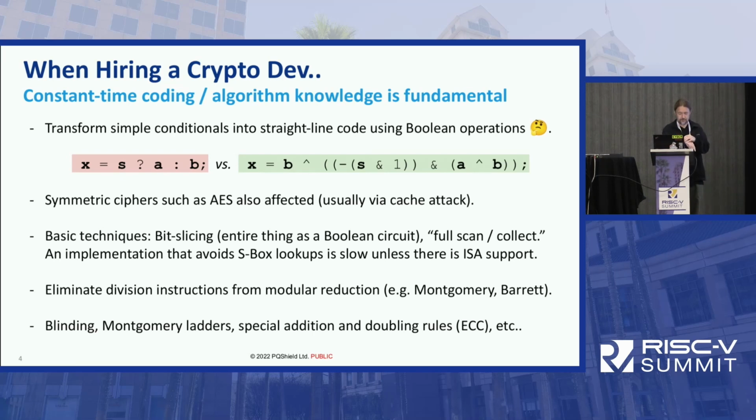So I have some examples here. For example, if you have a conditional statement like here in red, where depending on this Boolean S, you have value A or B, you have to transform it into a sequence of Boolean bit manipulation operations that give you the same end result, but don't do a branch. And it's a funny art of tricking the compiler not to optimize that into a branch. We just hope that the compiler can't figure out that it's actually a conditional.